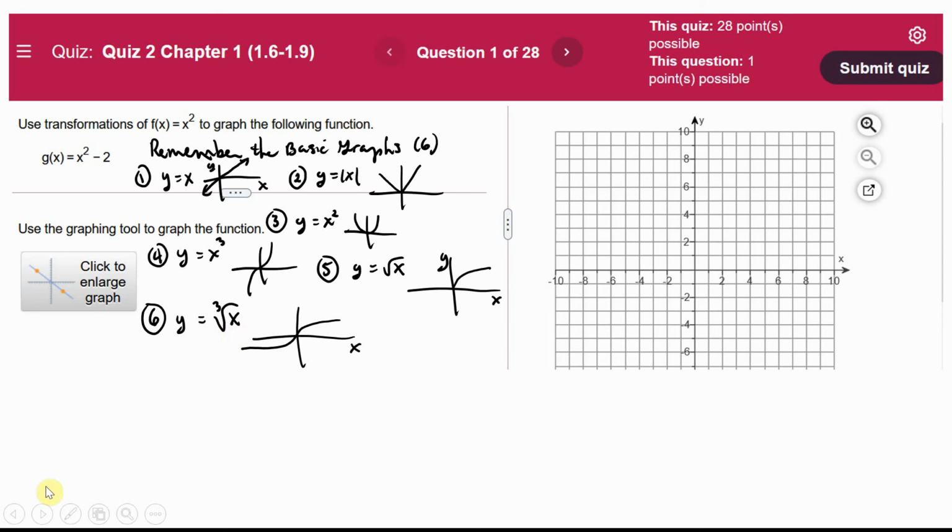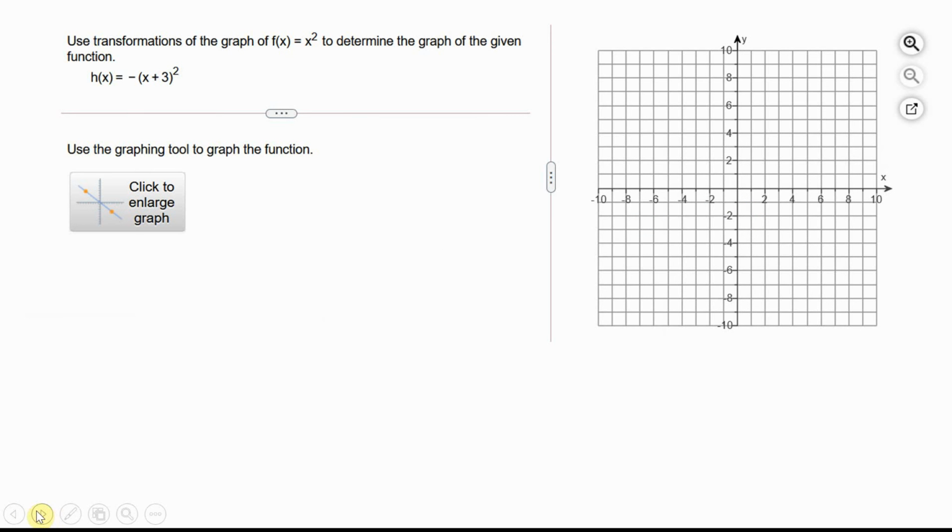So let's see. So this guy, we graphed that. It has a vertical shift down from that x squared. This has a horizontal shift to the left, -3, based on the x squared. Then that negative means that we're going to have the symmetry with respect to the x-axis.